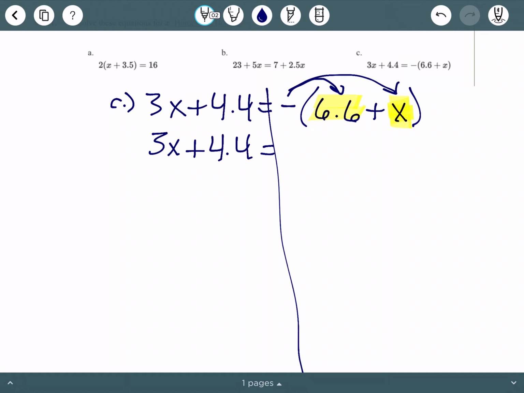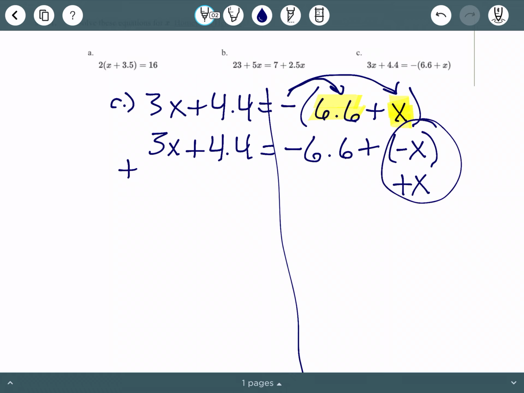So I'm going to do a negative 1 times 6.6, which is going to give me a negative 6.6. And then plus, well, a negative 1 times x is going to give me a negative 1x, or just a negative x. All right, so in this case, I'm going to try to get my x on one side first. So I'll add an x here. That leaves me a 0 pair, and then I'll add an x on the other side to my x term, and that keeps my equation nice and balanced.